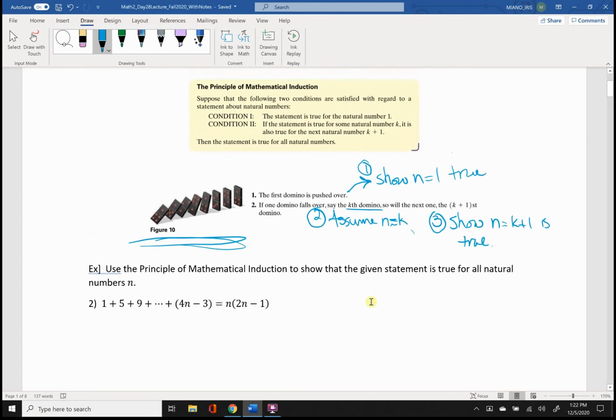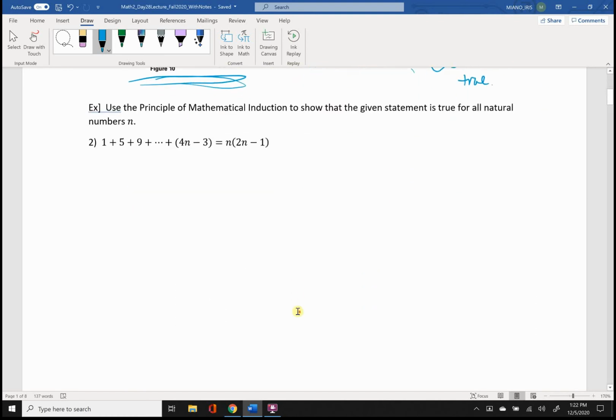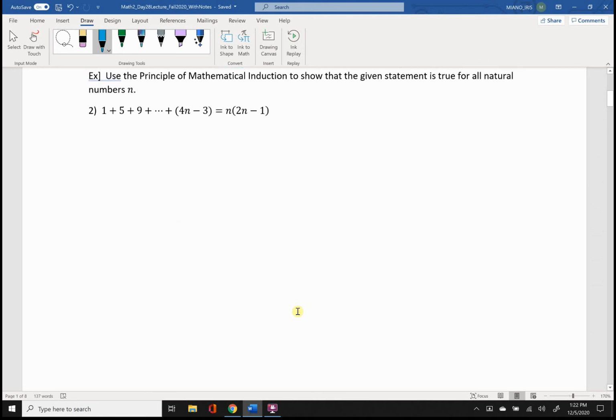I really don't have much more to say about the process other than outlining these 3 steps. So I'm going to show you several examples in which we use the principle of mathematical induction to prove that a given statement is true for all natural numbers n. Let's start with number 2, in which we are given a sum where the first 3 terms are explicitly shown: 1, 5, and 9, being added. The nth term has the form 4n minus 3. That is supposed to sum to n times the quantity 2n minus 1.